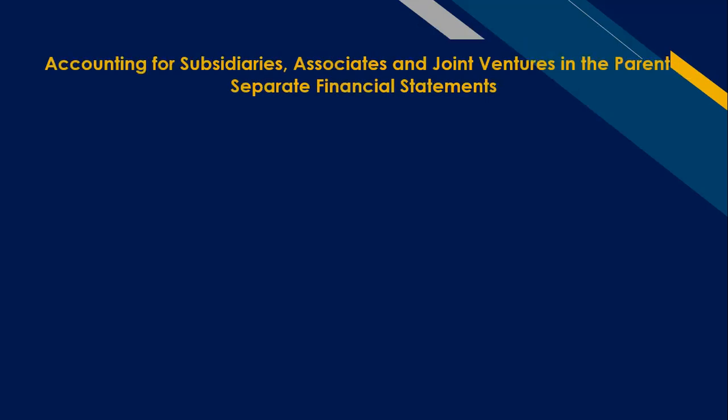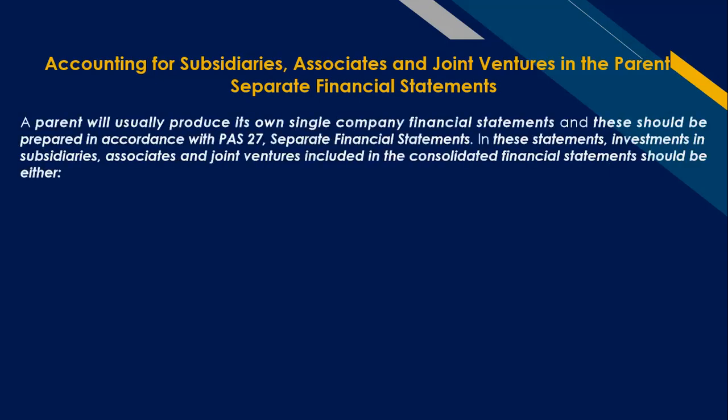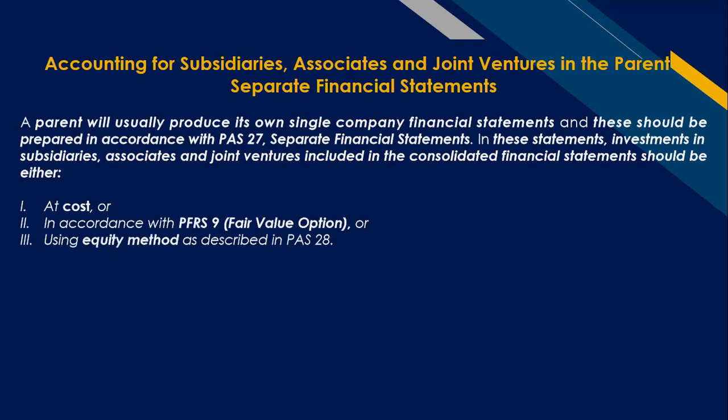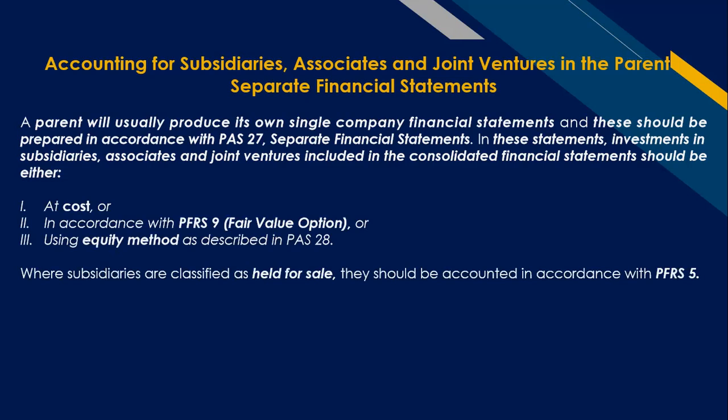Accounting for subsidiaries, associates, and joint ventures in the parent's separate financial statements. A parent will usually produce its own single company financial statements, and these should be prepared in accordance with PAS 27, separate financial statements. In these statements, investment in subsidiaries, associates, and joint ventures included in the consolidated financial statements should be either at cost or in accordance with PFRS 9 or fair value option, or using the equity method as described in PAS 28.